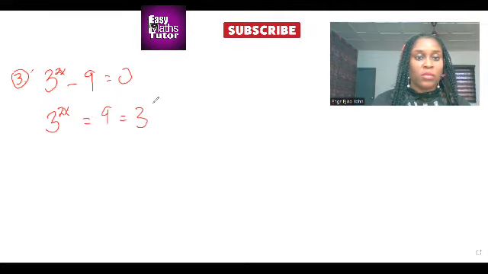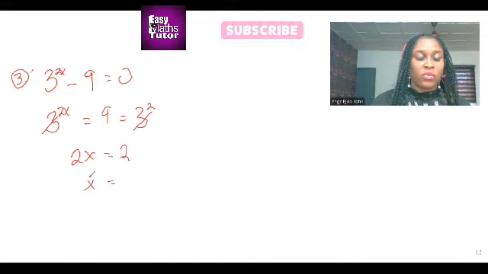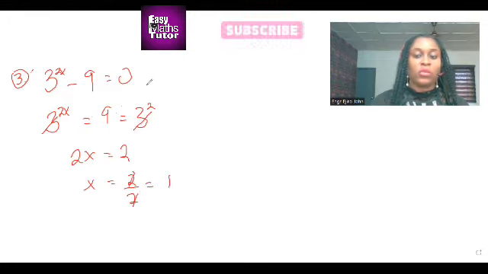And 9 we all know is 3 raised to power 2. So if we cross out these bases, what do we have? We have 2x equal to 2. Therefore, x will be equal to 2 over 2, because when this 2 jumps over to the other side, it becomes divide. Therefore, x is equal to 1.